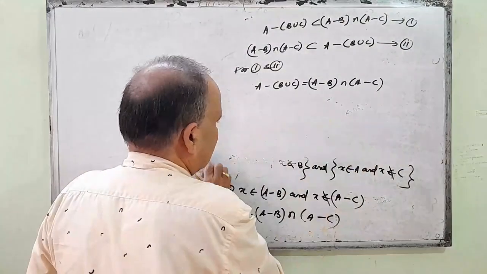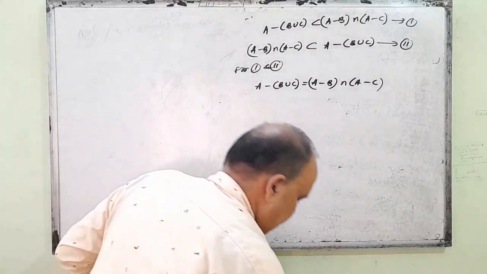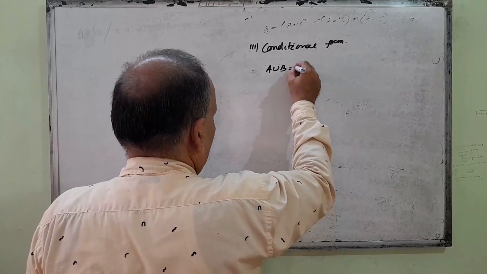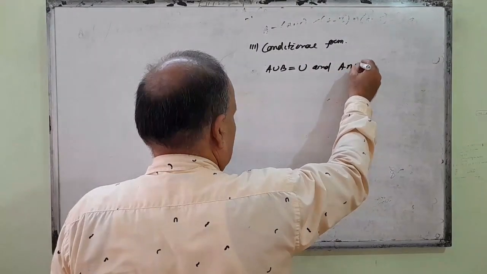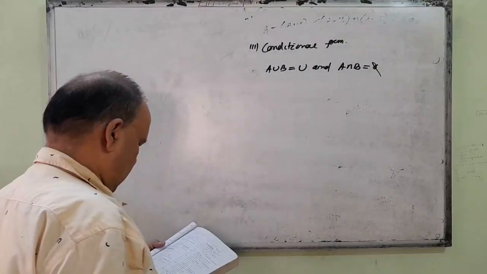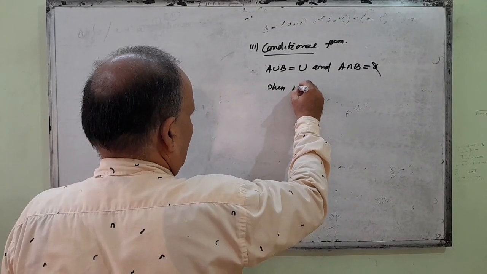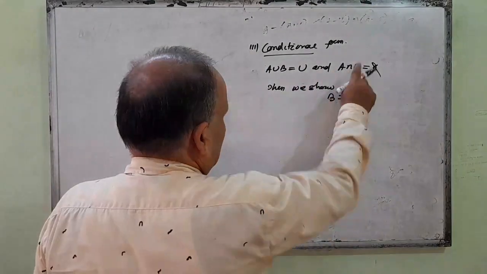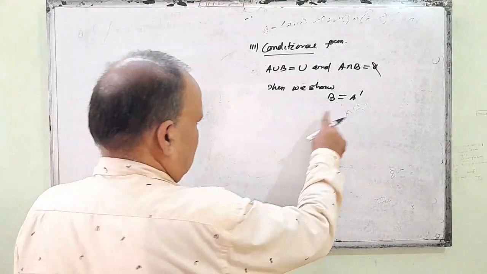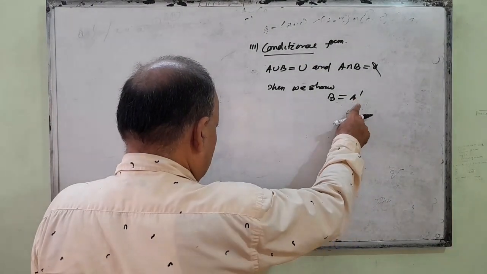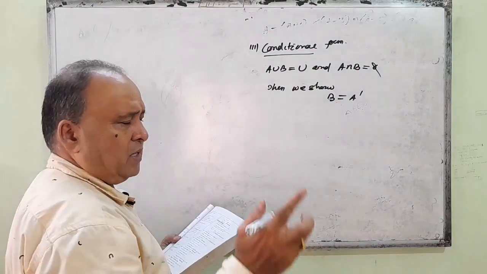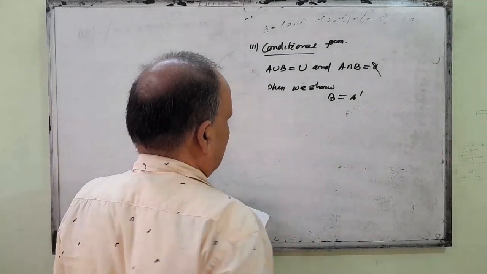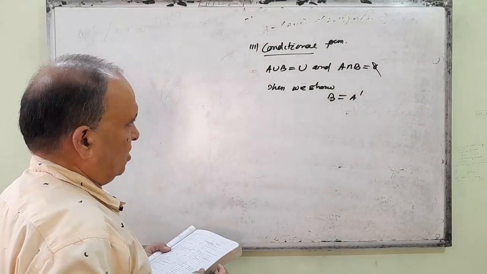This is your second type of proof. Next come to your third type of proof, conditional proof. A union B is equal to U and A intersection B is equal to phi. Then we show B is equal to A dash. Here conditions are given. We have to show B is a subset of A dash and A dash is a subset of B. When we have to prove two sets equal, we show each is a subset of the other.